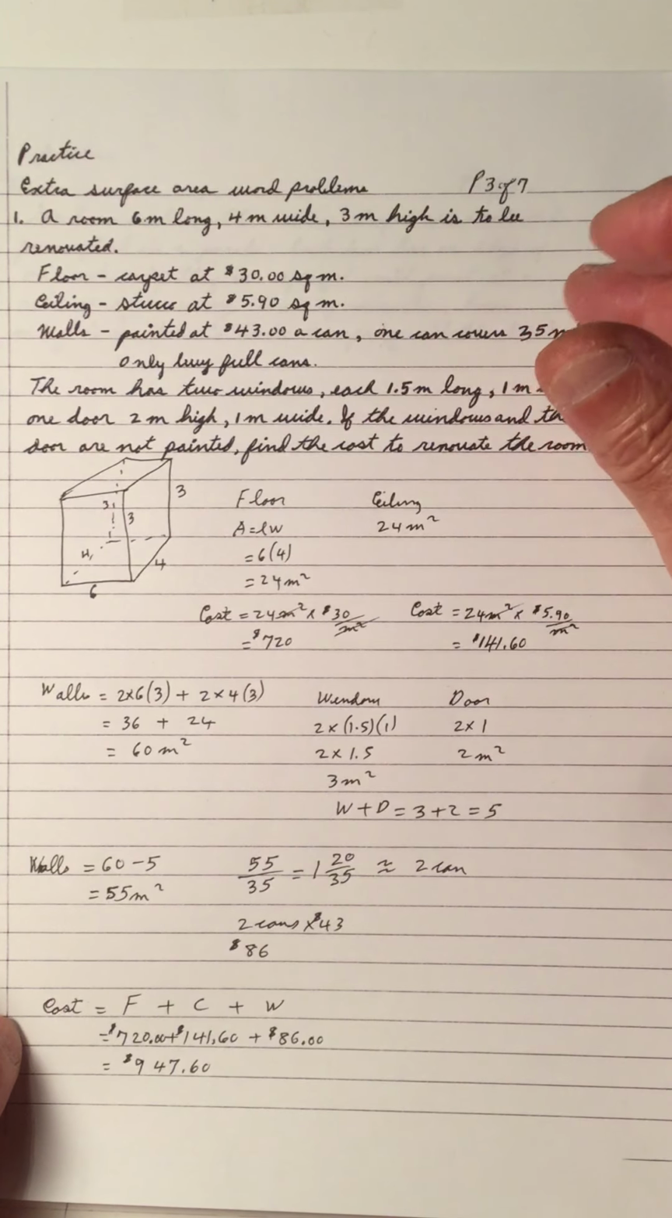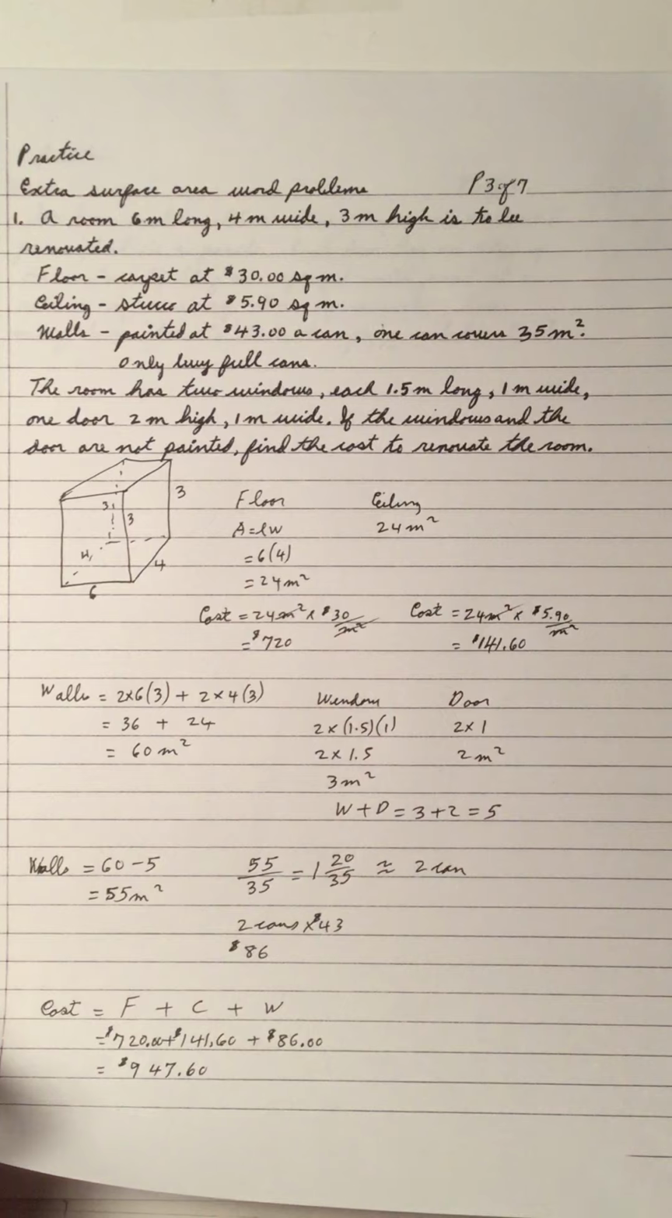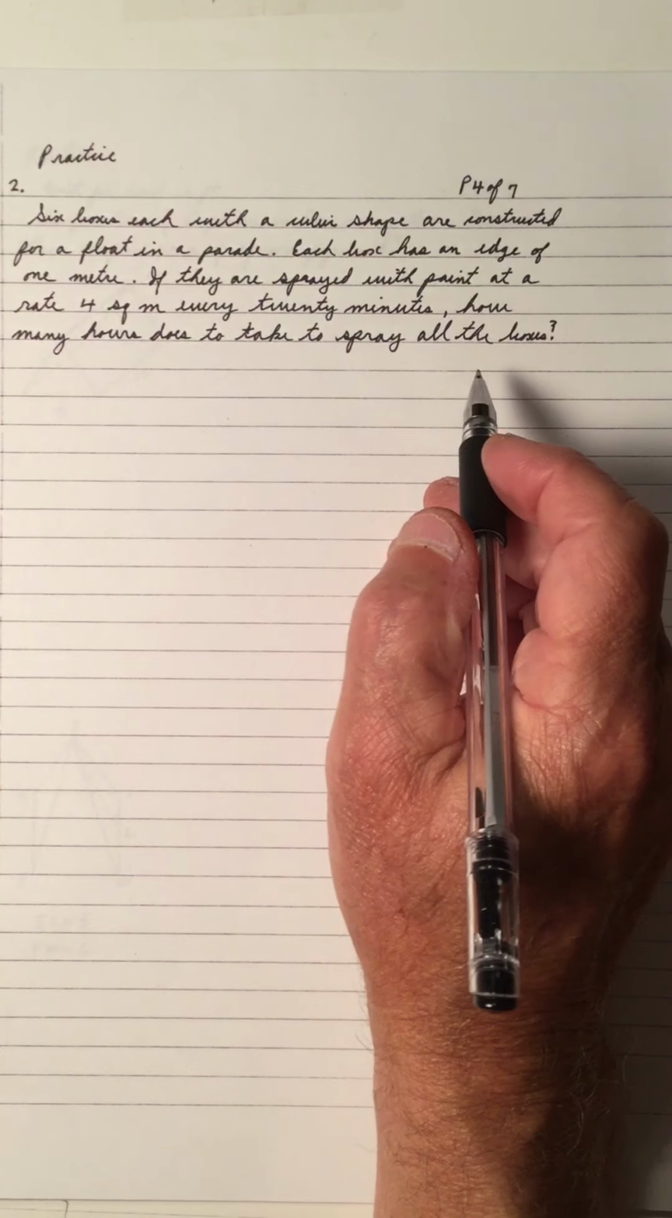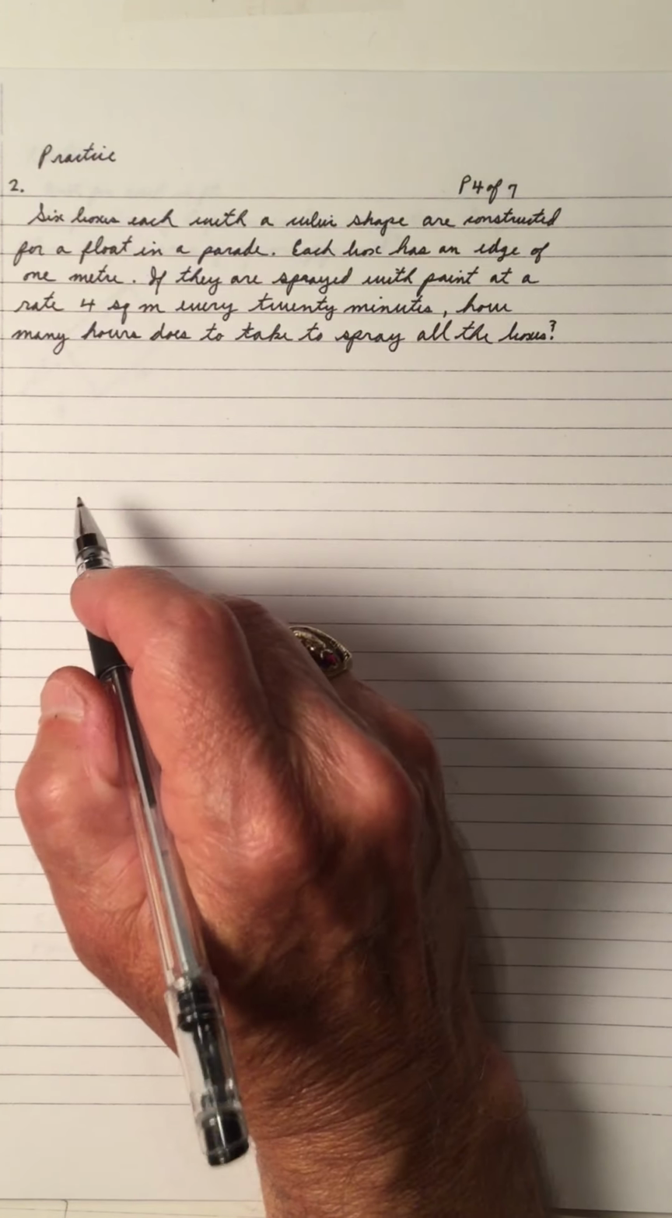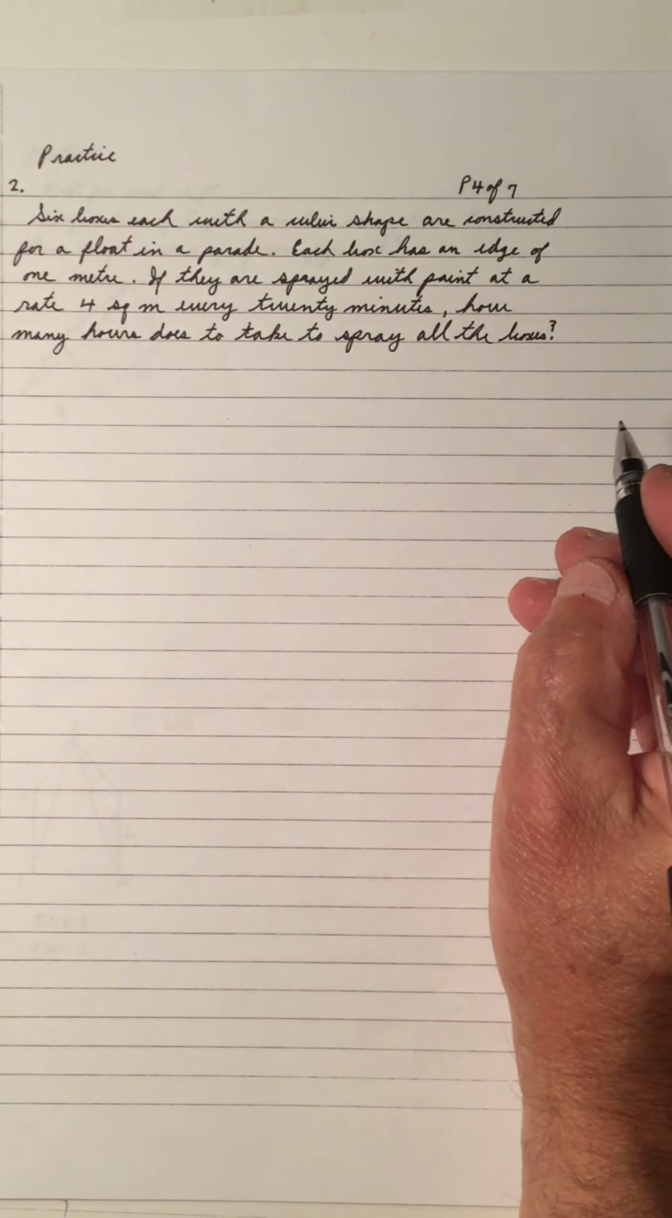Remember, the word practice in my videos means that you pause the video, you work out the problem, and then you press play to see if you got the answers right. And you do that for all these problems. Practice again. Read the problem and work it out. And when you pause the video, when you get it worked out, press play to see if you got it right.